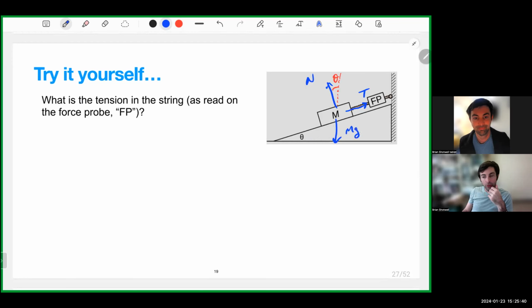Now for problems where you have a mass on a ramp, generally you don't want to choose a coordinate system like what you're used to. So normally we're used to gravity being the minus y direction, and then the horizontal being the x direction. But for problems where you have a mass on a ramp, it's nicer to have a coordinate system where one direction is along the ramp, parallel to the ramp, and one is perpendicular to the ramp. It tends to make the algebra a little bit easier.